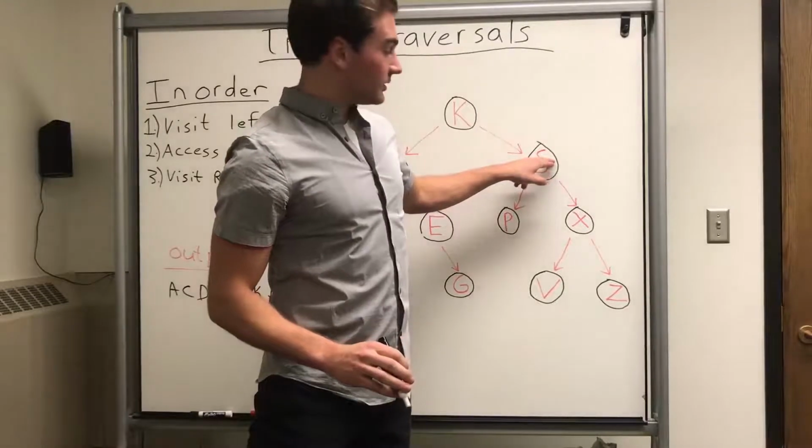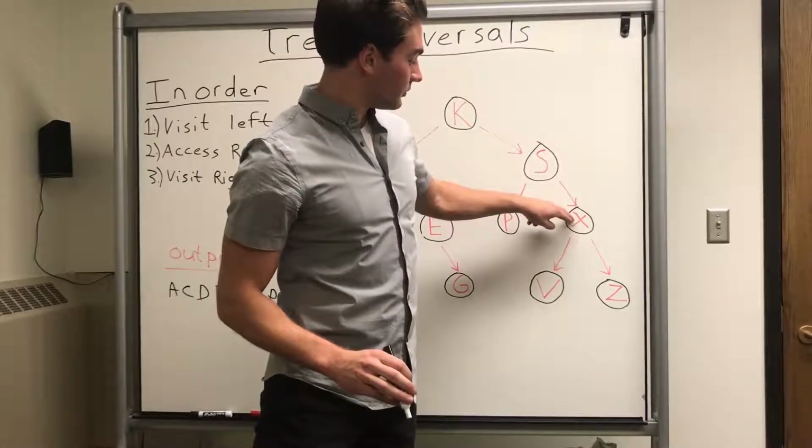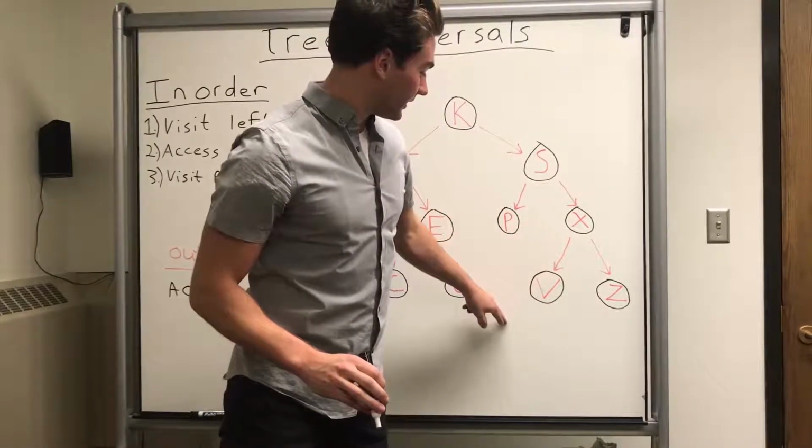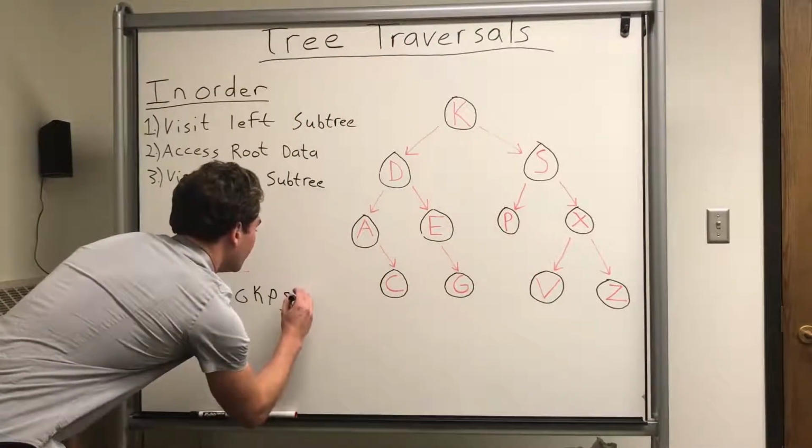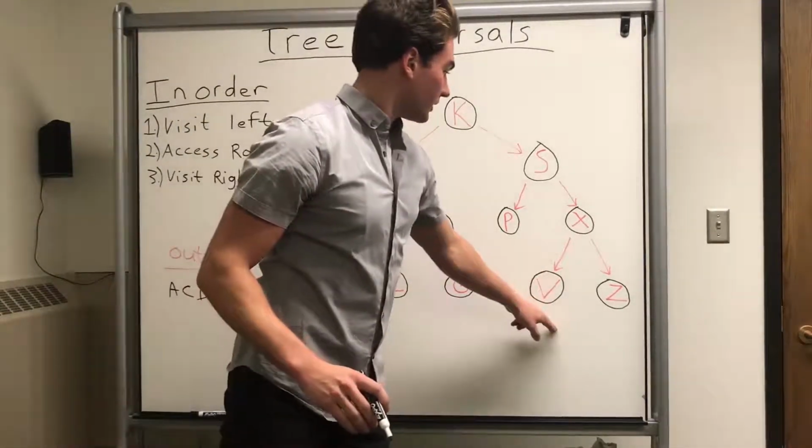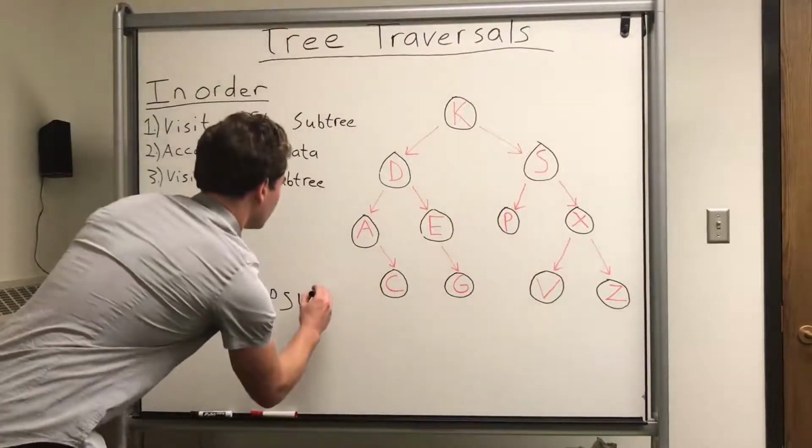Great, now we're going to visit the right subtree. Now we're at X, so we visit the left again, null. Now we can finally print V. Visit the right, null. Now we can print X.